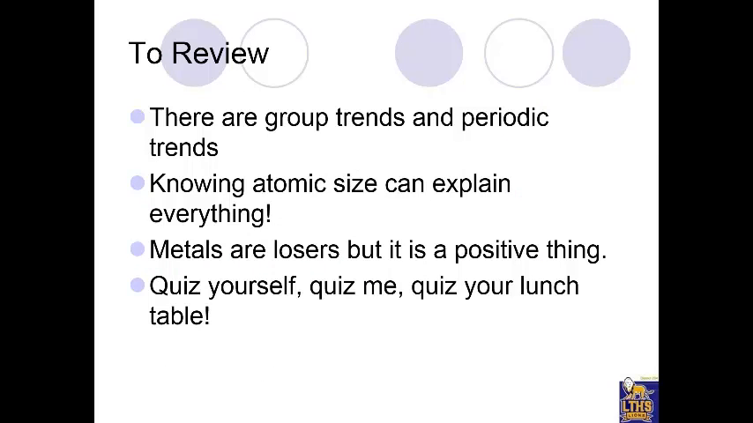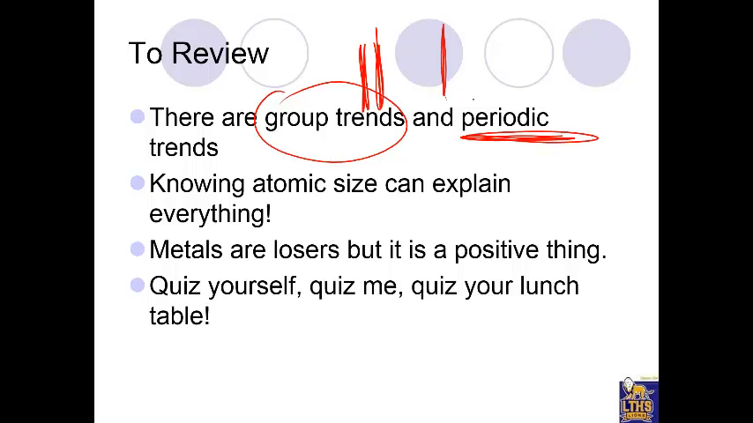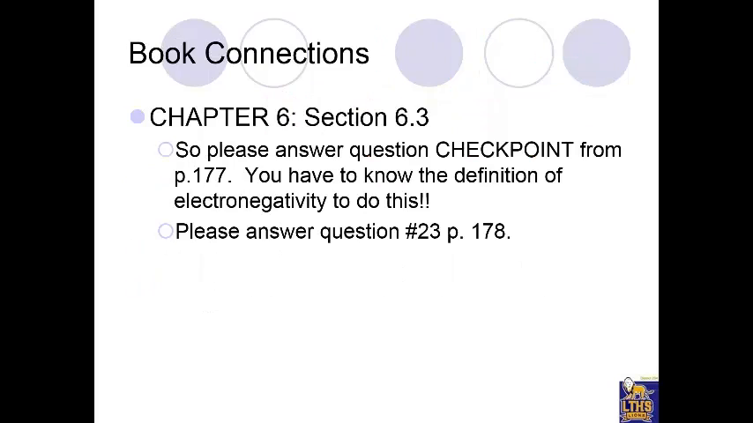Okay. There are group trends, up and down trends, and periodic trends. Group, period. Knowing atomic size can explain everything. Metals are losers, but it's a positive thing. Quiz yourself. Quiz me. Quiz your lunch table. All right. Read chapter 6. I told you there'd be questions.